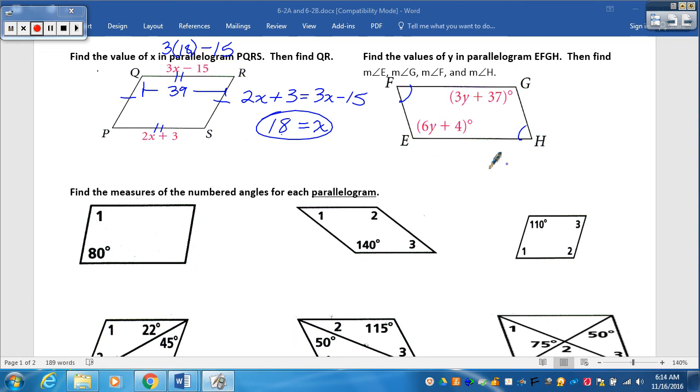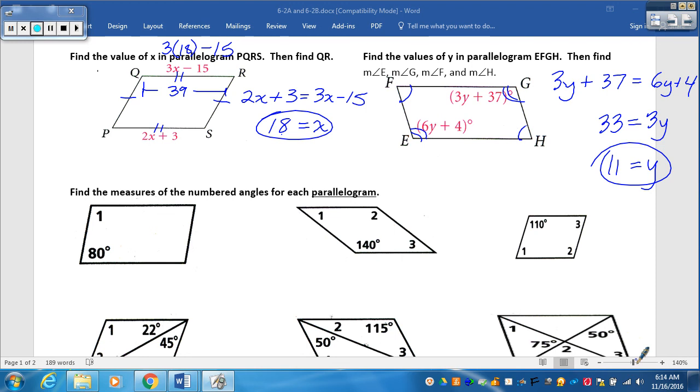Well, these opposite angles have to be congruent, right? So I'm going to go ahead and set 3y plus 37 equal to 6y plus 4. Now, if I solve for y, there are lots of different ways you can do it. I'd probably subtract 3y from both sides, and then subtract 4 from both sides. Now I can just divide by 3. We know y equals 11.